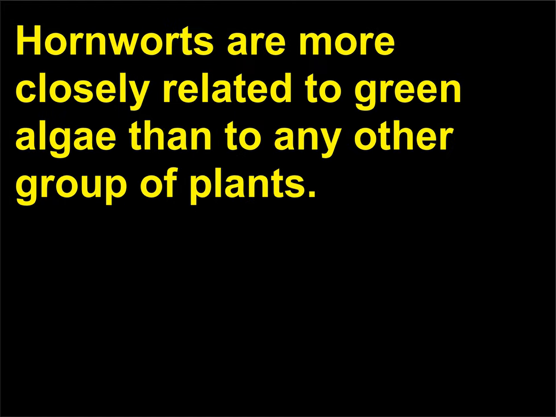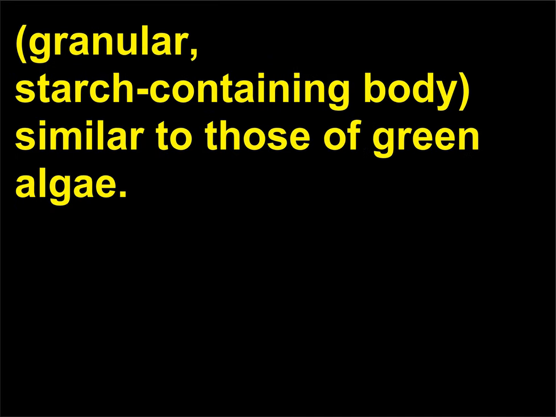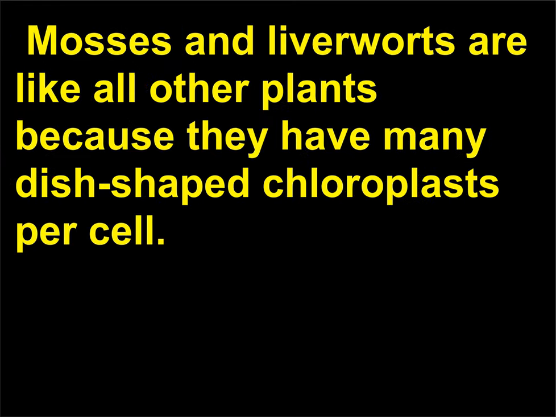Hornworts are more closely related to green algae than to any other group of plants. Hornwort cells usually have a single, large chloroplast with a pyrenoid, a granular, starch-containing body, similar to those of green algae. Mosses and liverworts are like all other plants because they have many dish-shaped chloroplasts per cell.